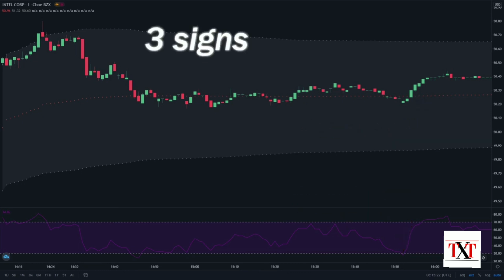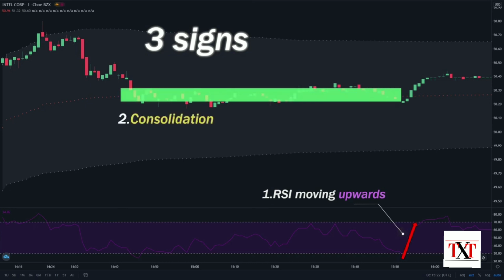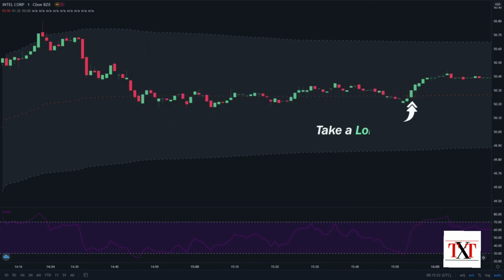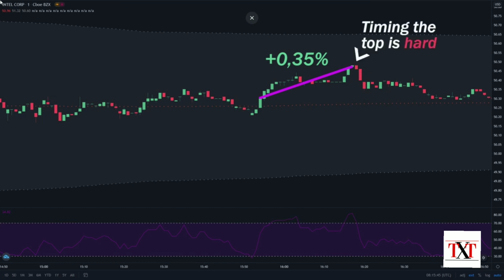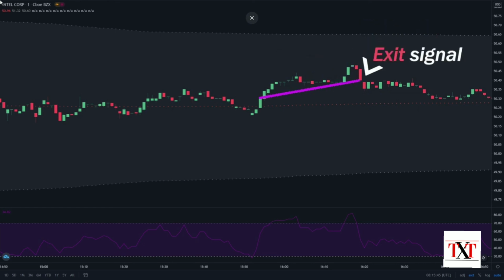So now, there are three signs. The RSI slowly moving upwards, there's a consolidation before that, and a big green candle formed. This is a good opportunity to take a long position. So if you took a trade here at the green candle's close, you could have made a 0.35% profit. But of course, it's impossible to time the top like this. So realistically, I would have closed my position at the next candle here.